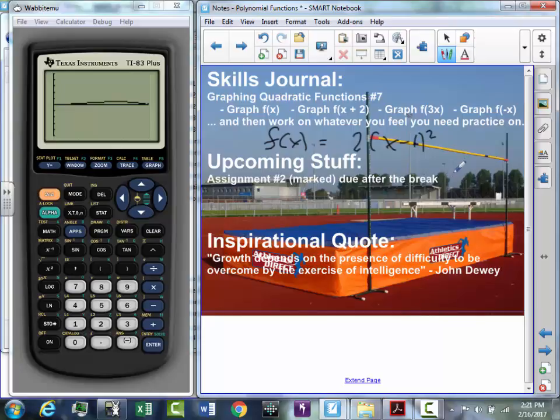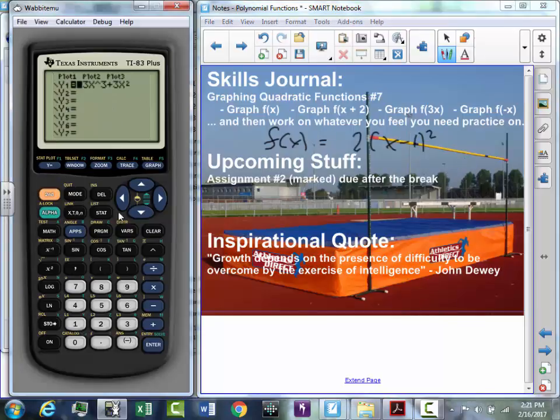Okay, so let's graph this first one. Pretty straightforward. Go to the y equals screen. Type in 2 bracket x minus 1 all squared. Before I even type it in, I should know roughly what it looks like, right? It's quadratic. Smiley face parabola.